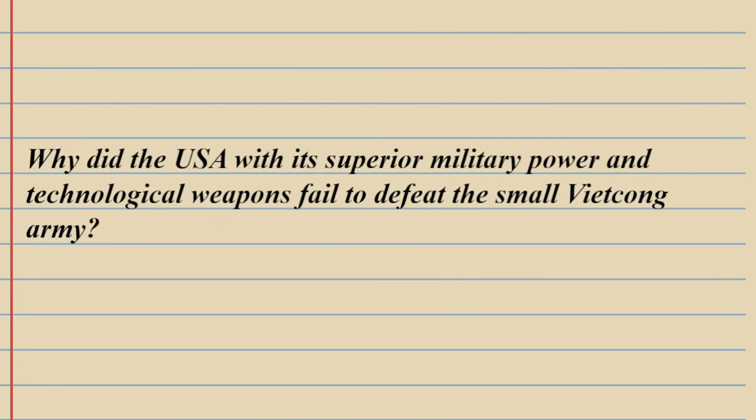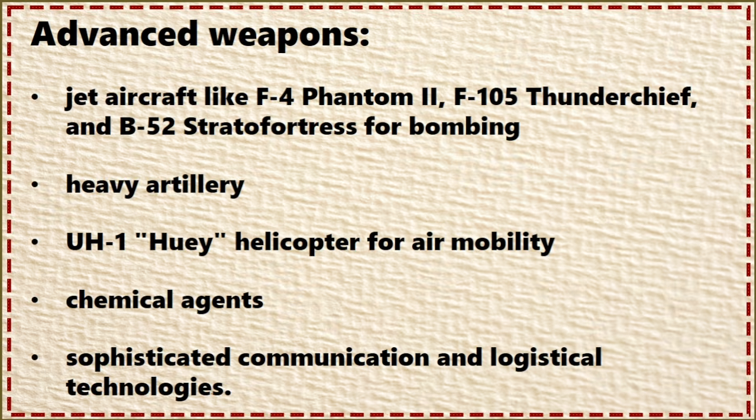Why did the USA, with its superior military power and technological weapons, fail to defeat the small Viet Cong army? As we write our body paragraphs, we should always have this question at the front of our mind every time we start a new paragraph, so that our essay will stay focused, relevant, and on track. We will discuss specific technologies and explain concretely why each fell short, and analyze the Viet Cong guerrilla tactics and geographical factors which acted as the direct counter to American technology, rendering it ineffective.